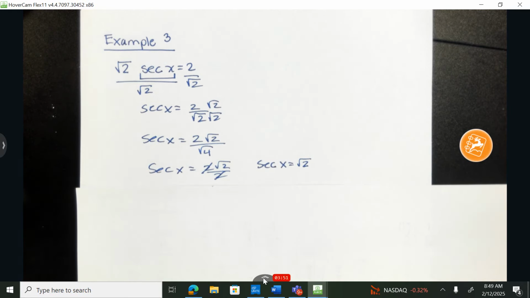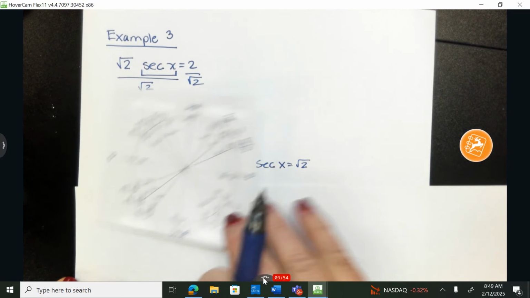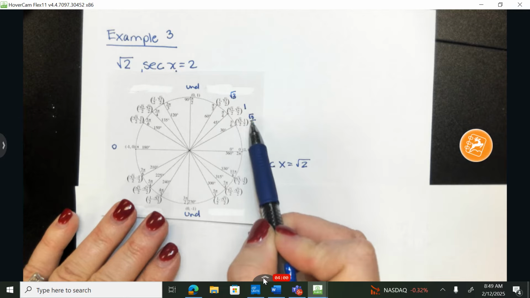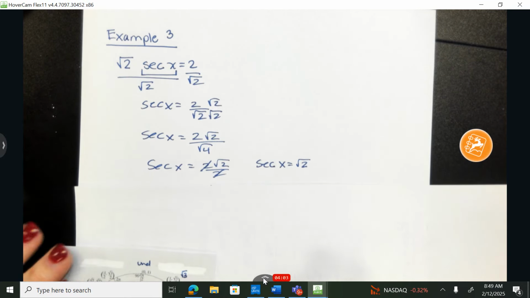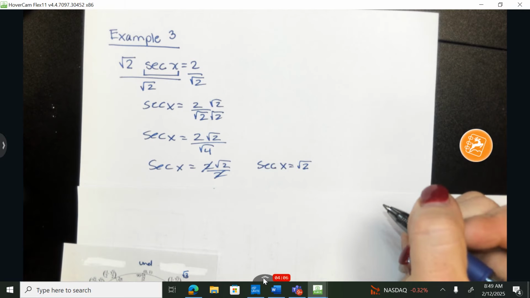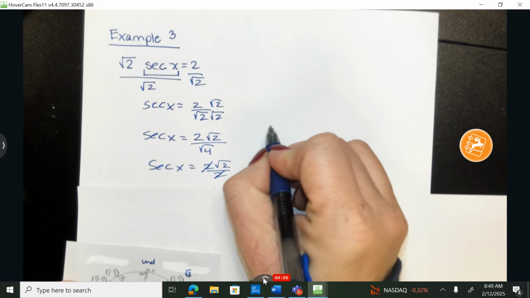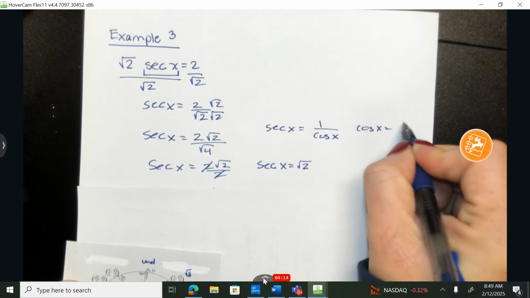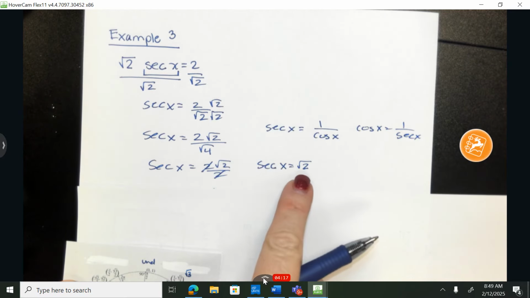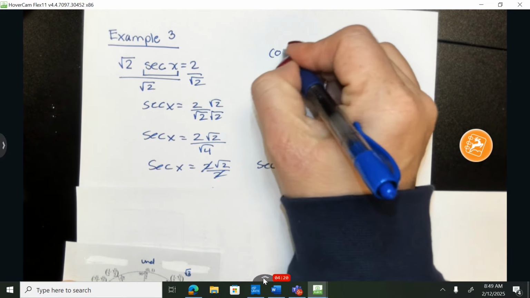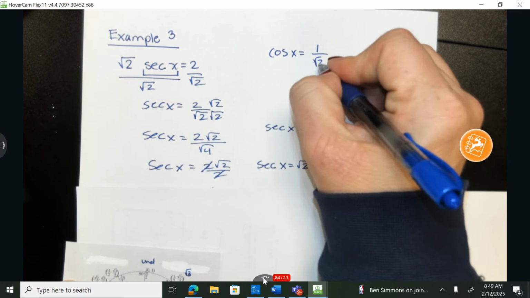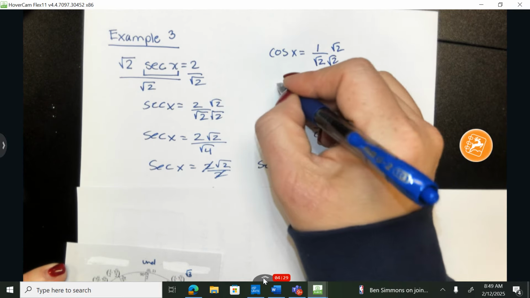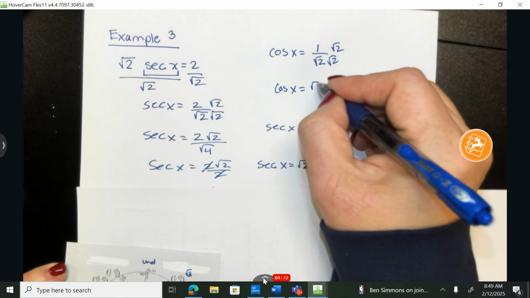Now let's look at our unit circle. Notice that I am identifying the primary trig functions, sine, cosine, and tangent. And right now I have a secondary trig function. So let's translate this into an equivalent primary trig function. I know that the secant of x is equal to 1 over the cosine, or the cosine of x is equal to 1 over the secant. They're reciprocals. So if I come back up here, I know that the cosine of x is equal to 1 over the square root of 2. And so in order to write this in proper form again with no radical on the bottom, I have the cosine of x is equal to 1 times the square root of 2 over 2.